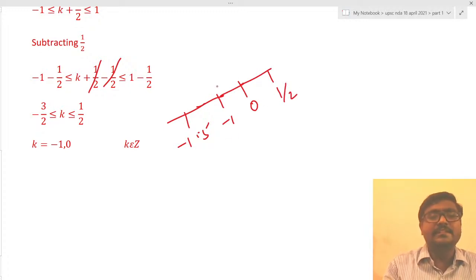So here what are the integers? Minus 1 and 0 only. The two integers are k there. So k can be minus 1, 0. Then only the given equation will have the solution.